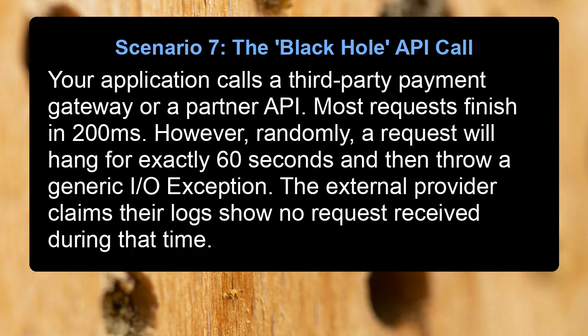Scenario 7. The black hole API call. Your application calls a third-party payment gateway or a partner API. Most requests finish in 200 milliseconds. However, randomly, a request will hang for exactly 60 seconds and then throw a generic IOException. The external provider claims their logs show no request received during that time.